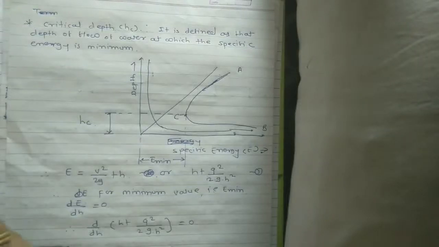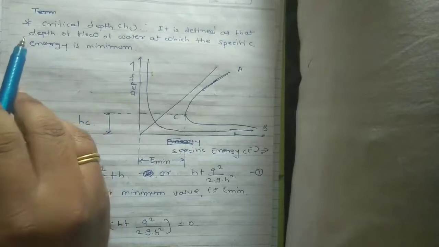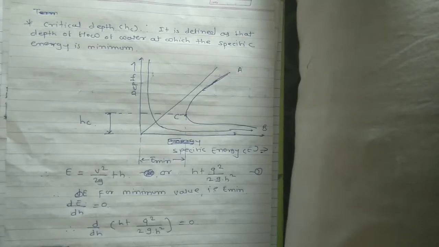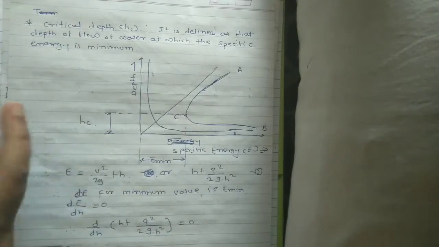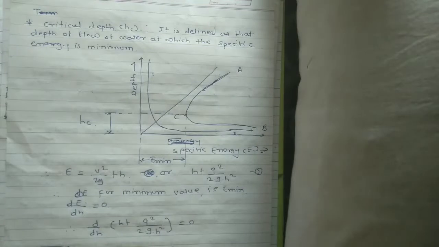Welcome students. Today we are going to study the critical depth and some terminology that is used in the specific energy curve. In the last lecture we studied the specific energy and the specific energy curve. In the specific energy curve, different terms are used: critical depth, critical velocity, and minimum specific energy.